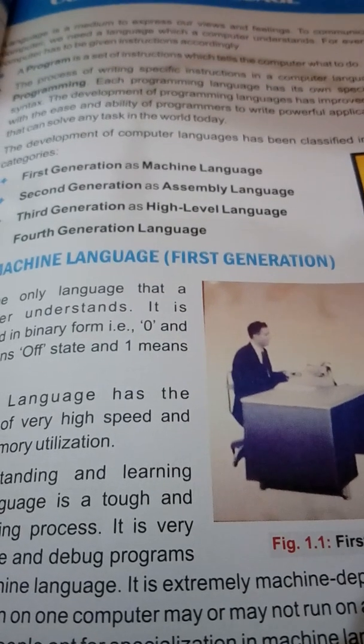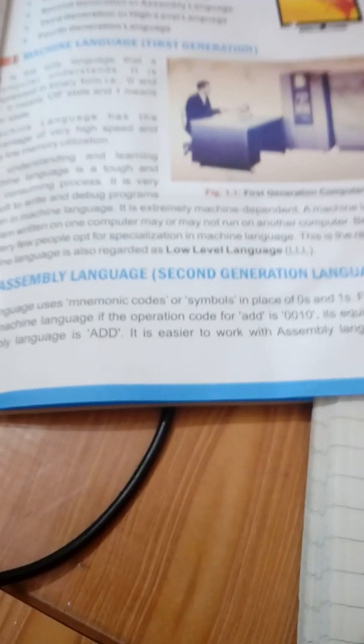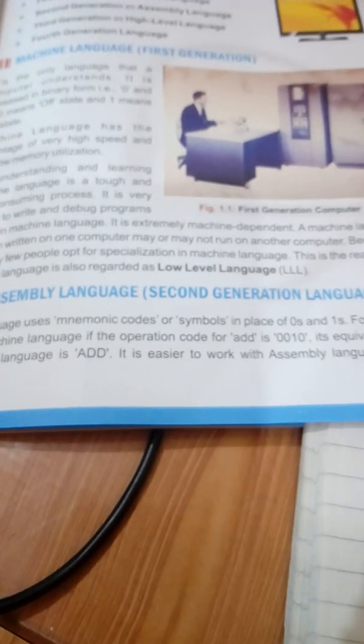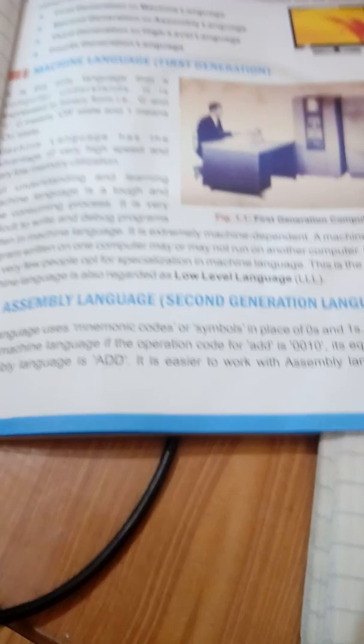Next, second generation assembly level language. Assembly language uses some syntax or mnemonics code instead of writing 0 and 1. This is also a low level language, and in this, some mnemonics code like add, move are used. It is easier to work with the assembly language as compared to the machine level language.